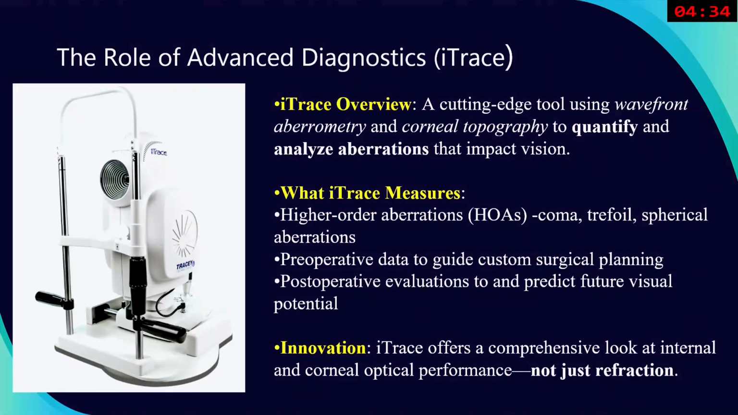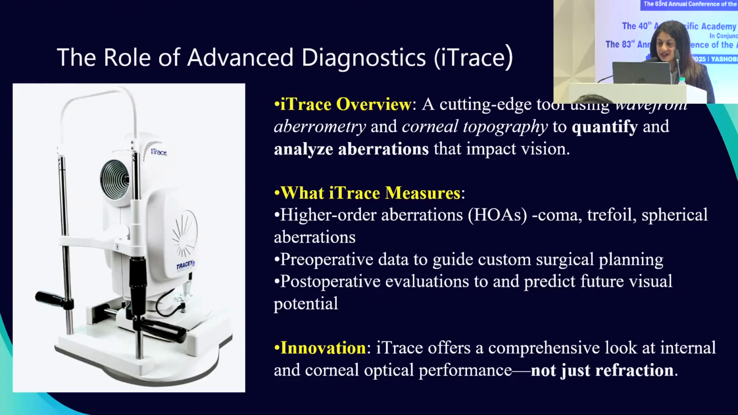So how do we truly know whether the patient's visual complaints stem from the cornea or the lens? This is where the iTrace system comes in, a game changer in ophthalmic diagnostics. It combines wavefront analysis and corneal topography. With iTrace, we can quantify aberrations, pinpoint the real cause, and it helps in the post-operative evaluation for patient satisfaction.